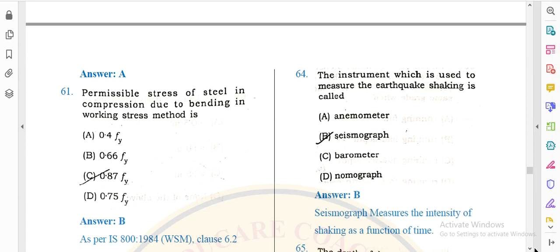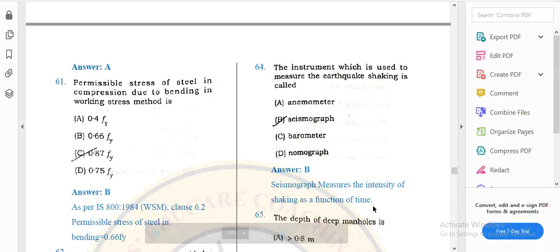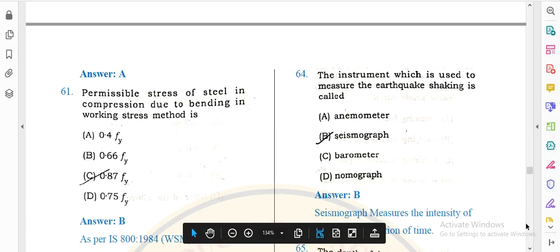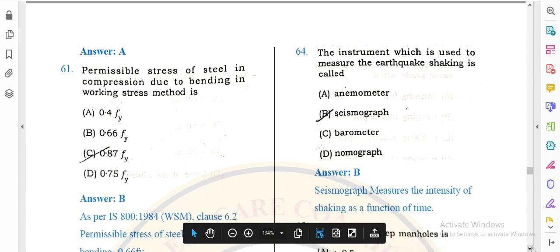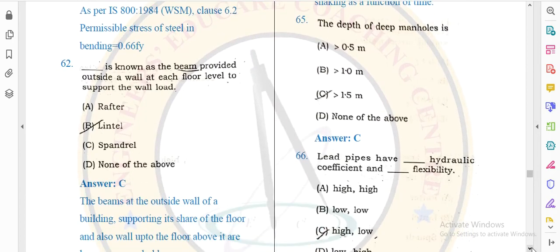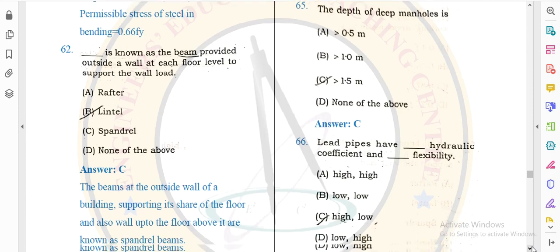questions. So from question number 61, permissible stress of steel in compression due to bending in a working stress is, option B, that is 0.66 Fy, is the correct answer as per IS 800 1984 WSM. Question number 62, the beam provided outside the wall at each floor level to support the wall load is known as a lintel.